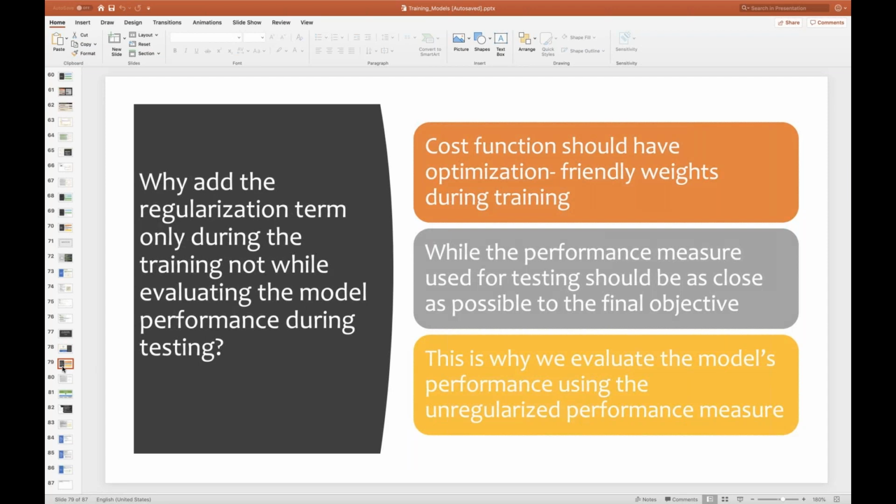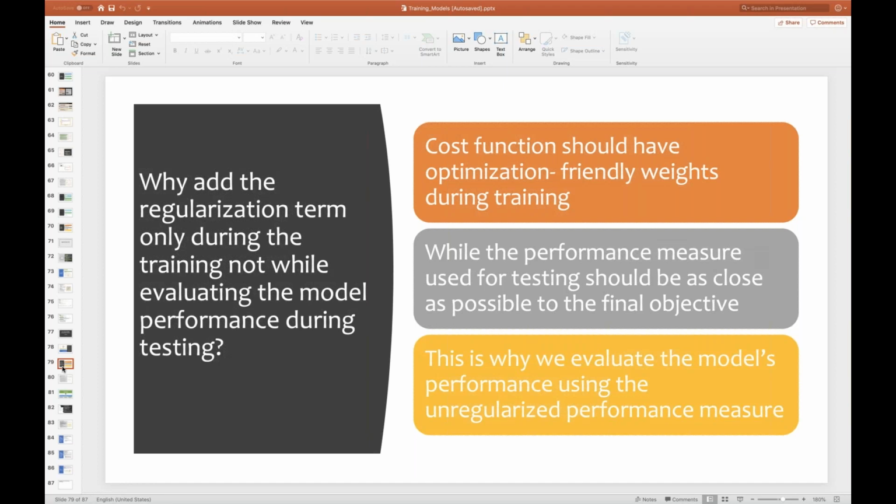Now, why do we add the regularization term only during training, not while evaluating the model performance during testing? What is the importance of it? Why is it so important that you do regularization only in the training part, not in the evaluation part? Now, cost functions should have optimization-friendly weights during training, while the performance measures used for testing should be as close as possible to the final objective.